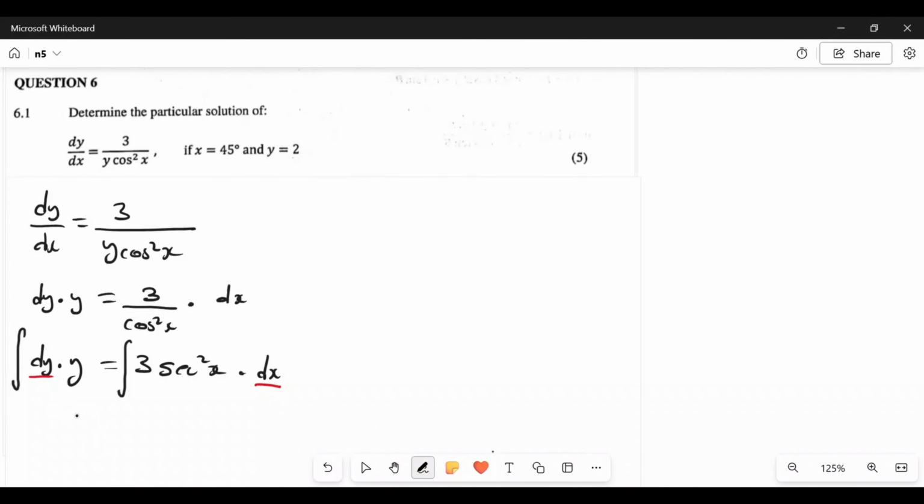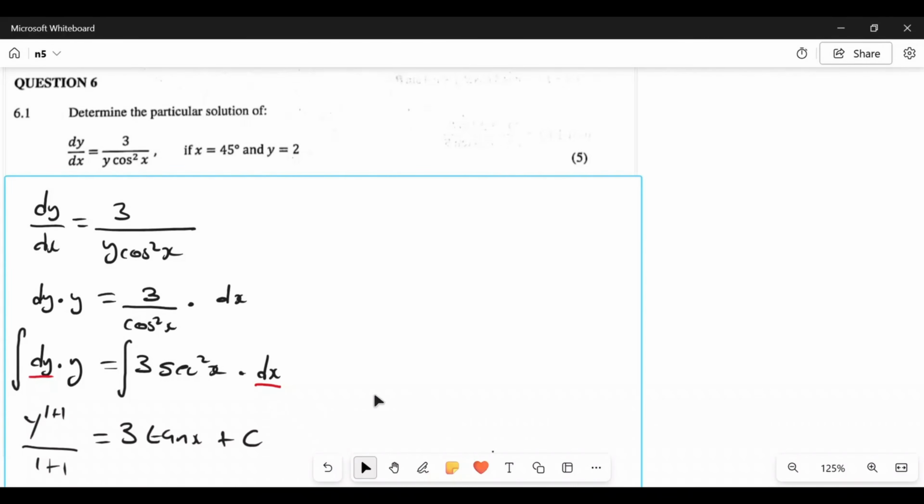Now the integral of y on our left hand side is as follows. It's going to be y to the power of 1 plus 1 divided by 1 plus 1 equaling 2. And then the one on the right here, we have the coefficient of 3, and then we have to integrate sec squared. If you still remember, sec squared is a derivative of tan. So when you integrate sec squared, it's going to give us tan x, right, plus c. There we go. Let's continue and simplify it further.